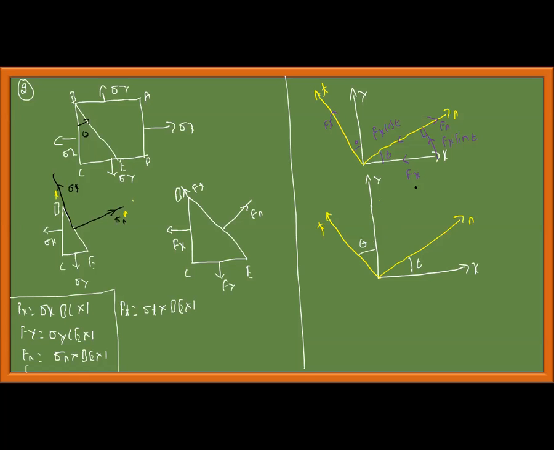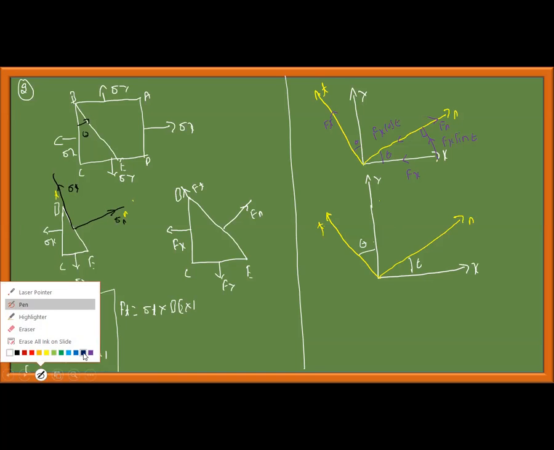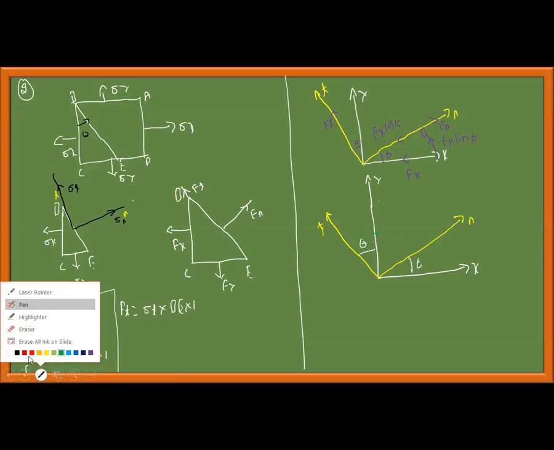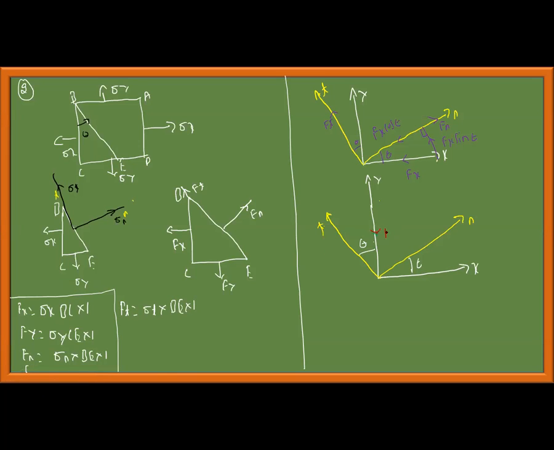Now I have resolved f of x. I want to resolve f of y. This is f of y acting downwards along the y-axis. I will draw a line parallel to the normal axis. This is n. This is f of y. This is theta. If this is the resultant, this arrow will follow like this. This is f of y sin theta. This is f of y cos theta.